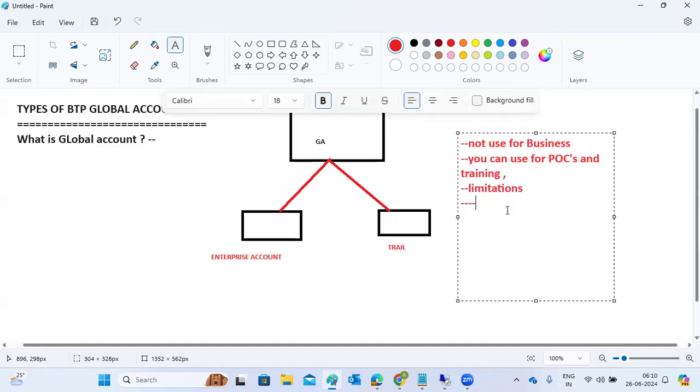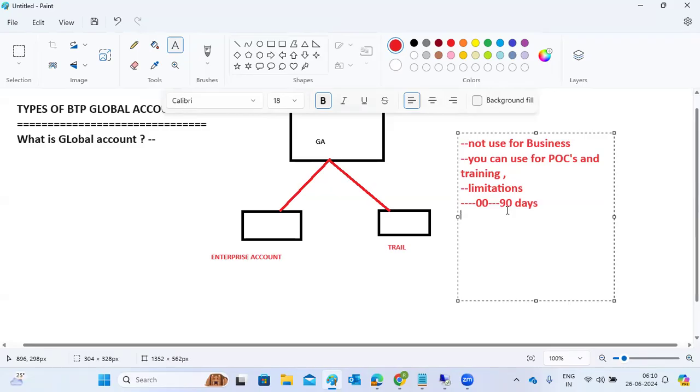At the time of starting, you can get a 90-day trial account from SAP. The trial account has limitations over the 90 days. After the 90 days, your sub account will be deleted, and then your global account will be deleted as well, so you need to create one more global account.